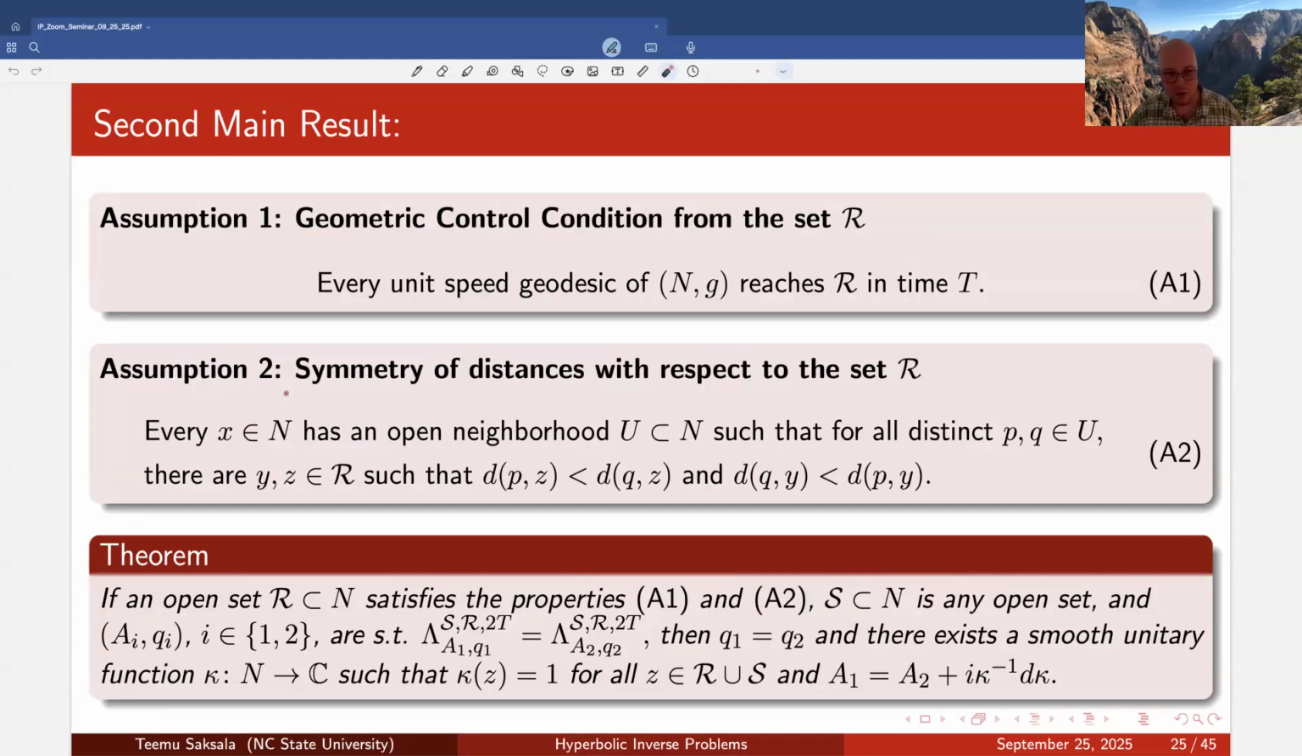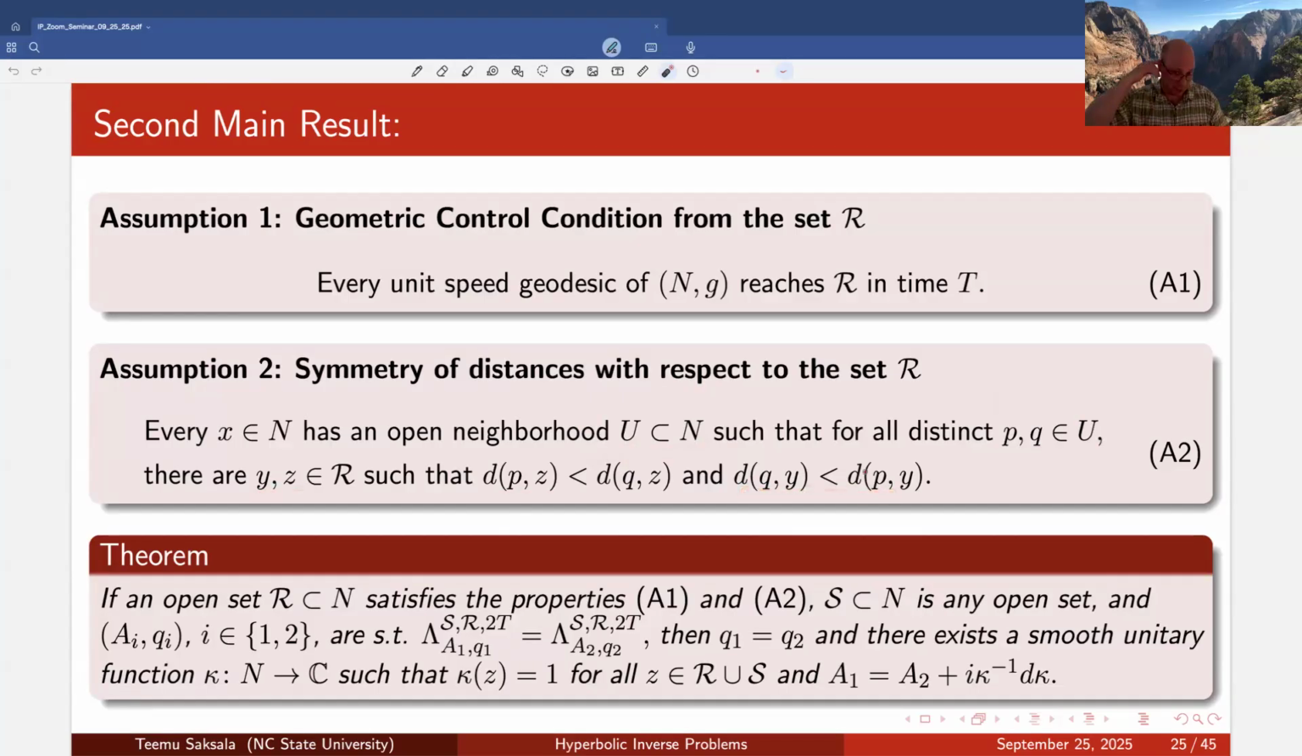Okay. Also, this set has to be somehow symmetric with respect to distance functions. And what do I mean by this? So if I take any point X in N, then this needs to have some local neighborhood U in such a way that if I take any 2 points Z and Q in that neighborhood, then I can find 2 points P and Y in my receiver set where P is closer to Z than Q, and Y is closer to Q than Z.